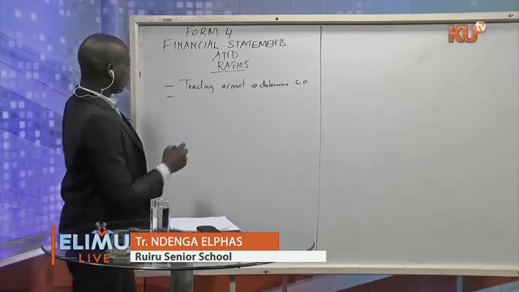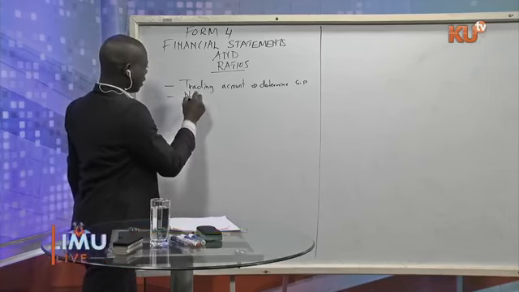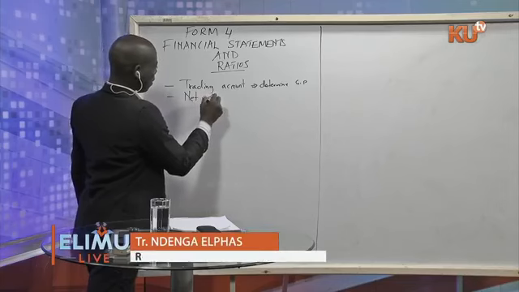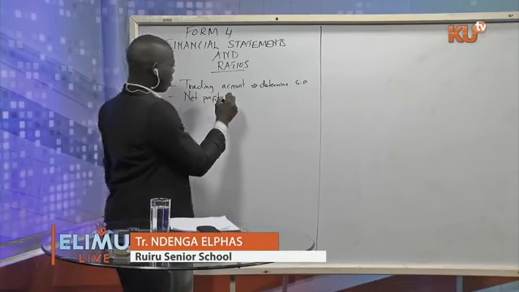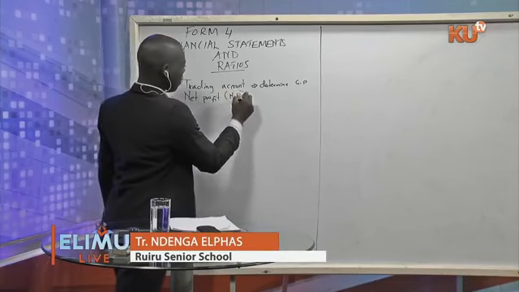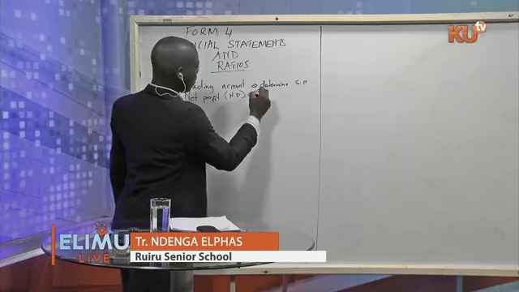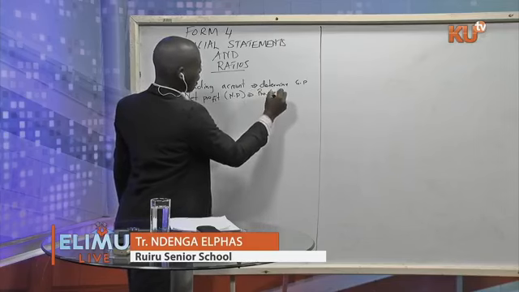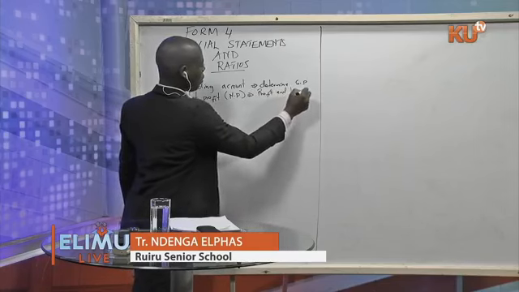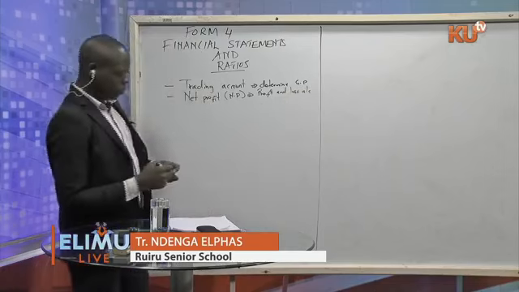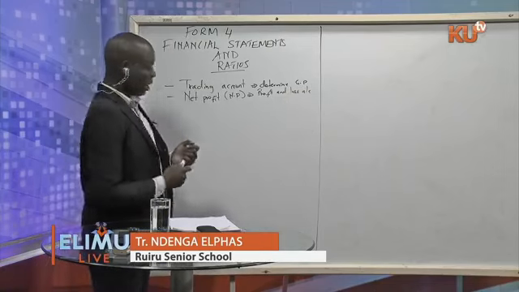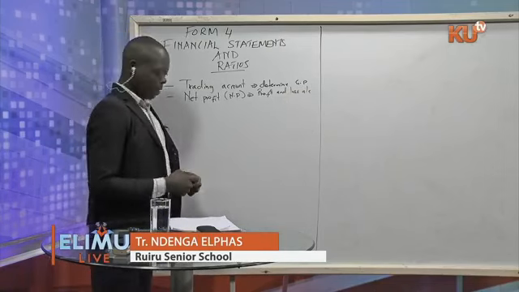And then number two, we looked at what we call the net profit. The net profit, we said, is prepared by a statement we call the profit and loss account. These were two important statements that we prepared in our previous lesson.